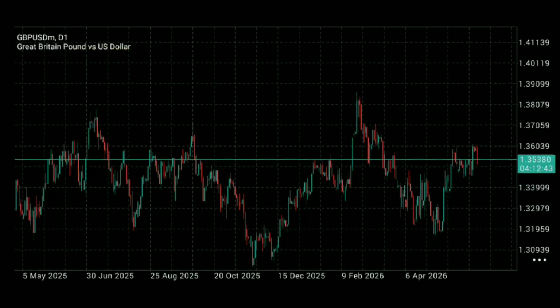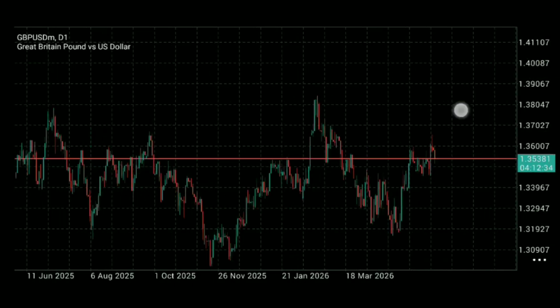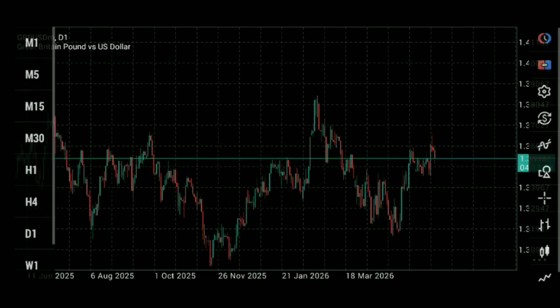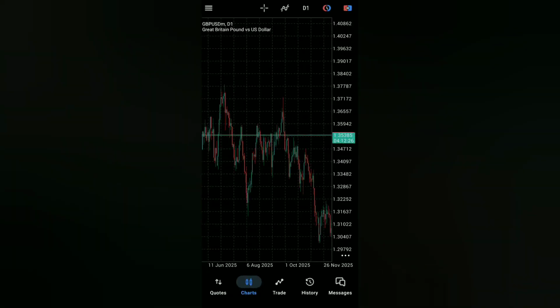Now let's say I touch it again. Look at your time frames at your left hand side. These are the time frames. Let's say I want to enter an order now. I'll just touch here, then I'll click this one here. But if I turn it upside down like this, look how it looks.